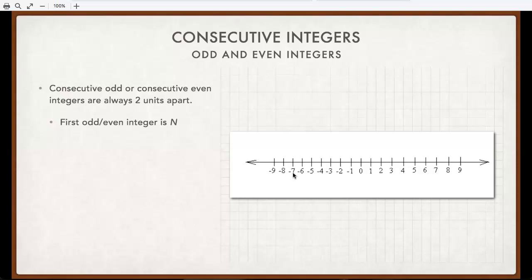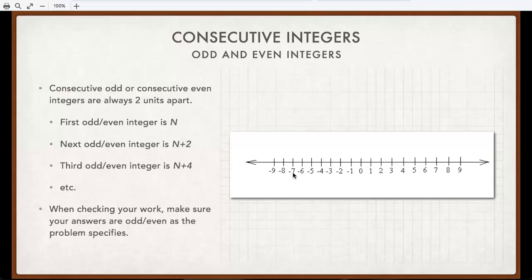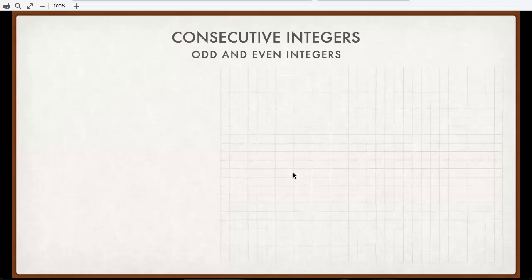So when we're setting up one of these problems, we'll use n for that first one. The second one will be n plus 2. The third one will be n plus 4, and so on. Remember, when you're checking your work for these problems, they've told you whether your answers are even or odd, so make sure that when you give those answers that in fact they are even or odd, as the problem has indicated. Let's do some examples.